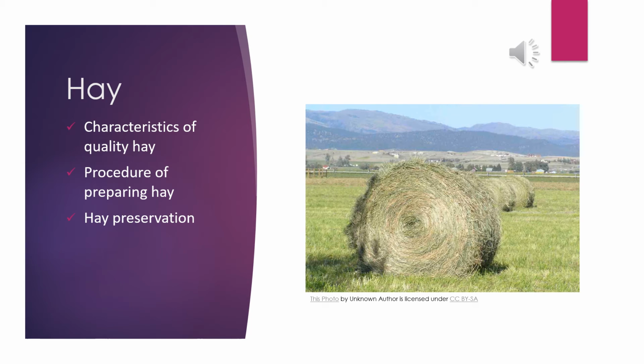Now we are going to discuss another very important grass preservation method, which is hay. Basically, hay is a well-known and important storage feed which can be supplied to the livestock all the year round. Hay is prepared from green grasses by drying and lowering its moisture content to 20% or below, whereas the moisture percentage for silage is 30 to 35%.